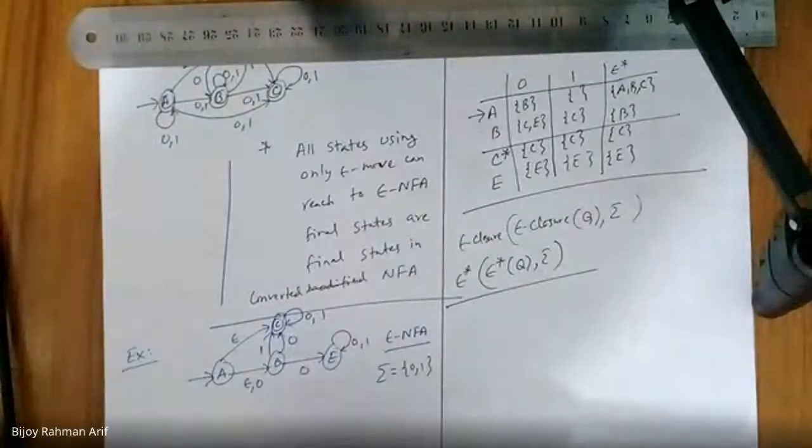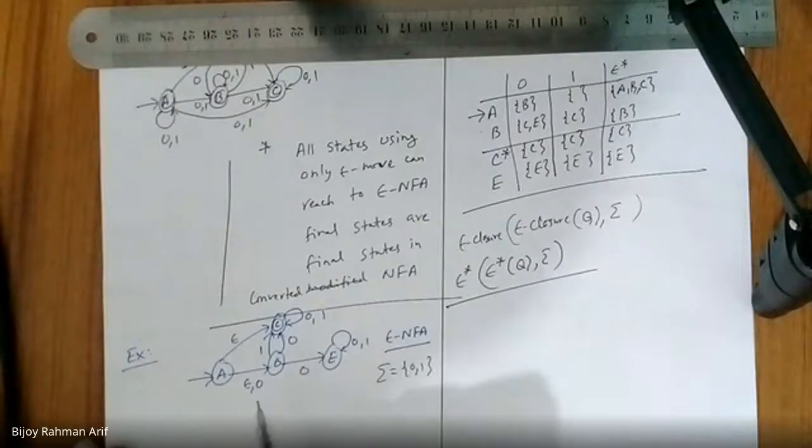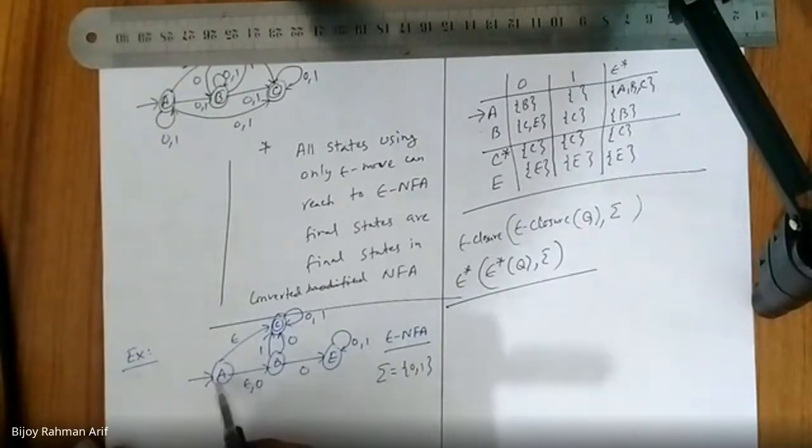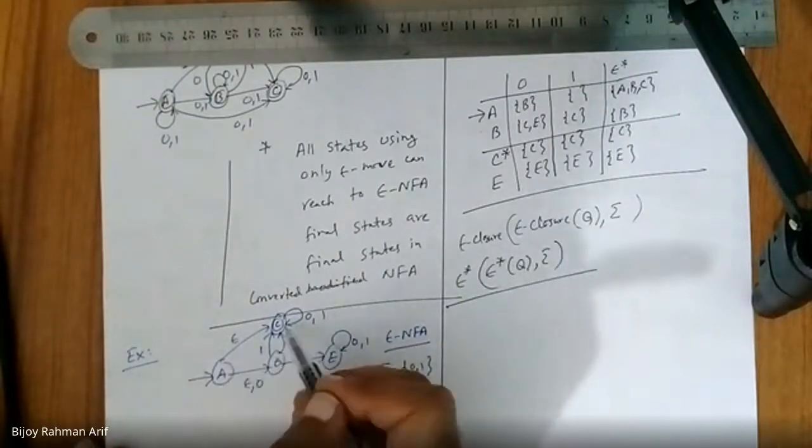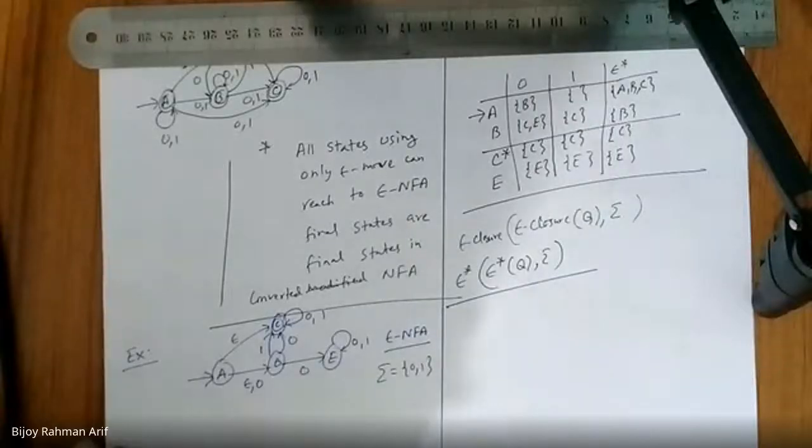AC. SC? Why SC? Let's try to find out. You can reach C, so C is the final state. Only epsilon move. A can, like magic, go to C. So A is also a final state. ABC. Right, A is fine.